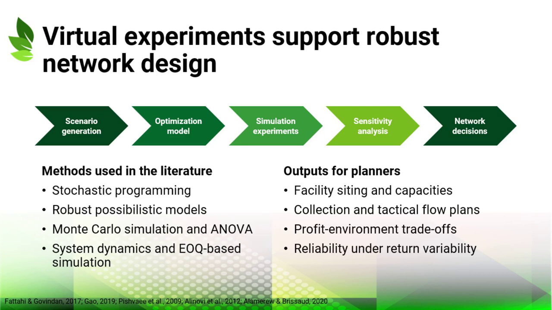The virtual experiment process usually begins with scenario generation. Researchers create possible combinations of demand, return quantities, product quality, recovery yields, costs, capacities, or risks. An optimization model then evaluates network decisions, such as facility locations, capacities, flows, collection strategies, and recovery allocations. Simulation experiments test how the network performs under uncertainty, while sensitivity analysis shows which parameters matter most. The outputs help planners balance profit, environmental impact, reliability, and service performance.